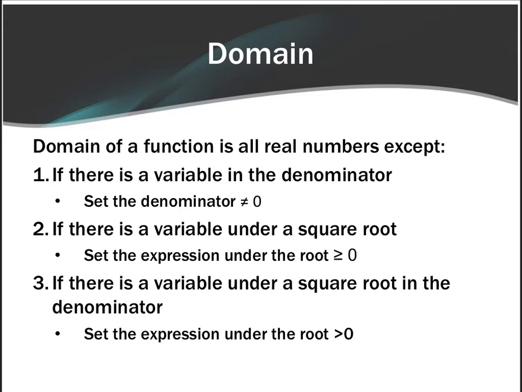If you have an expression underneath a radical, set just the expression underneath the radical greater than or equal to 0, and then get x by itself. If there's a denominator that has a square root, take the expression underneath the square root in the denominator and set it greater than 0 and get x by itself.